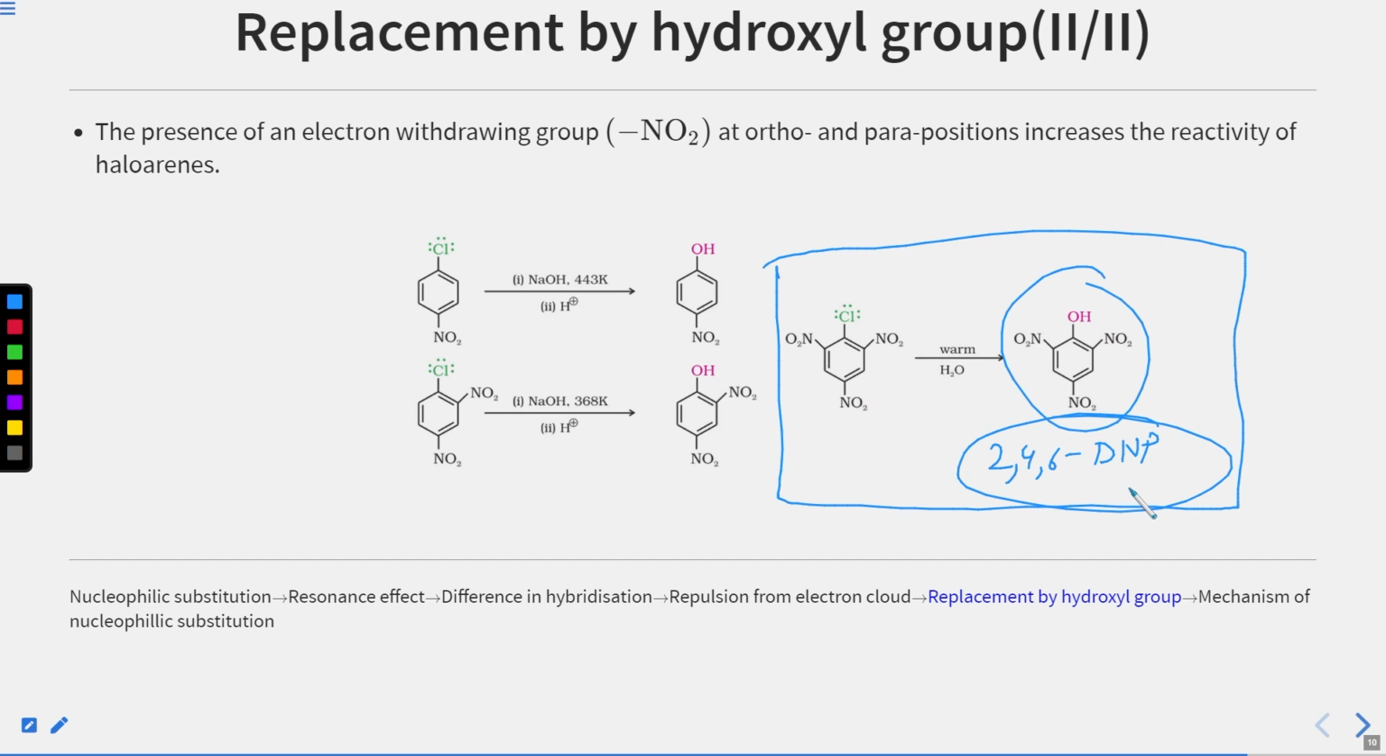So what does this DNP stand for? 2,4,6 dinitrophenol. Okay, sorry. So it will be 2,4,6 trinitrophenol. So I will check this name again. So it is phenol, and at 2,4,6 positions we have our nitro groups. So here also we have replaced your Cl by OH. Okay, in this case also, and in this case also.